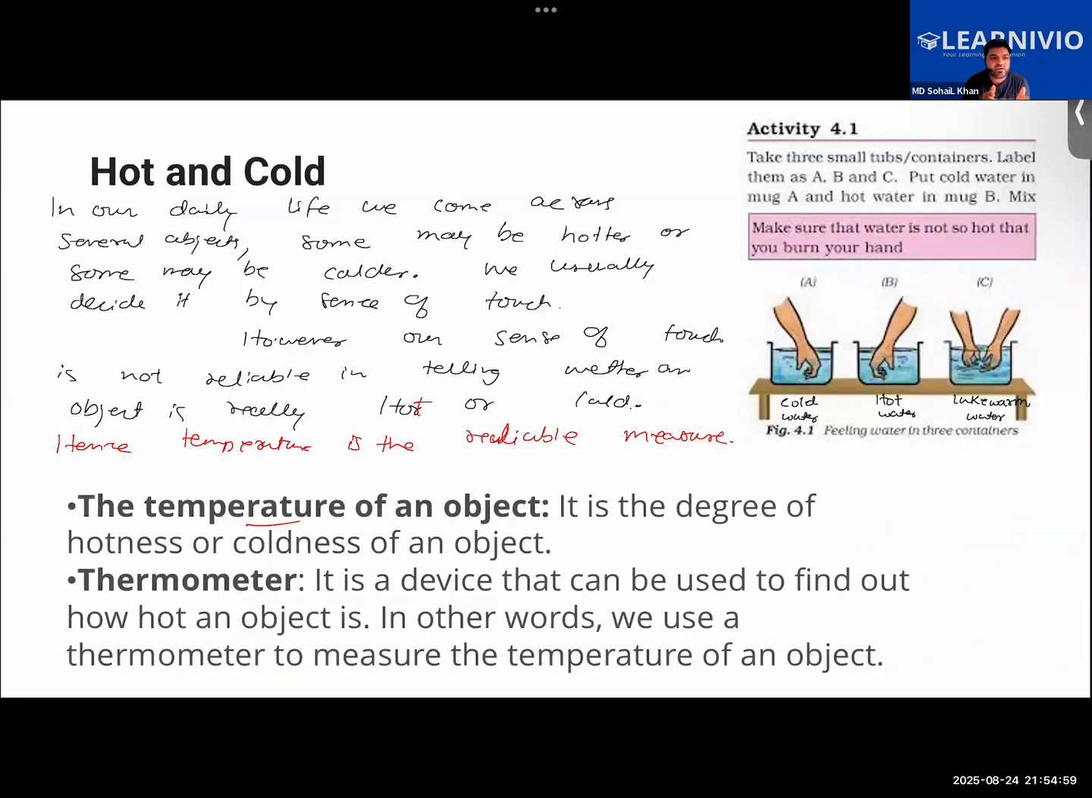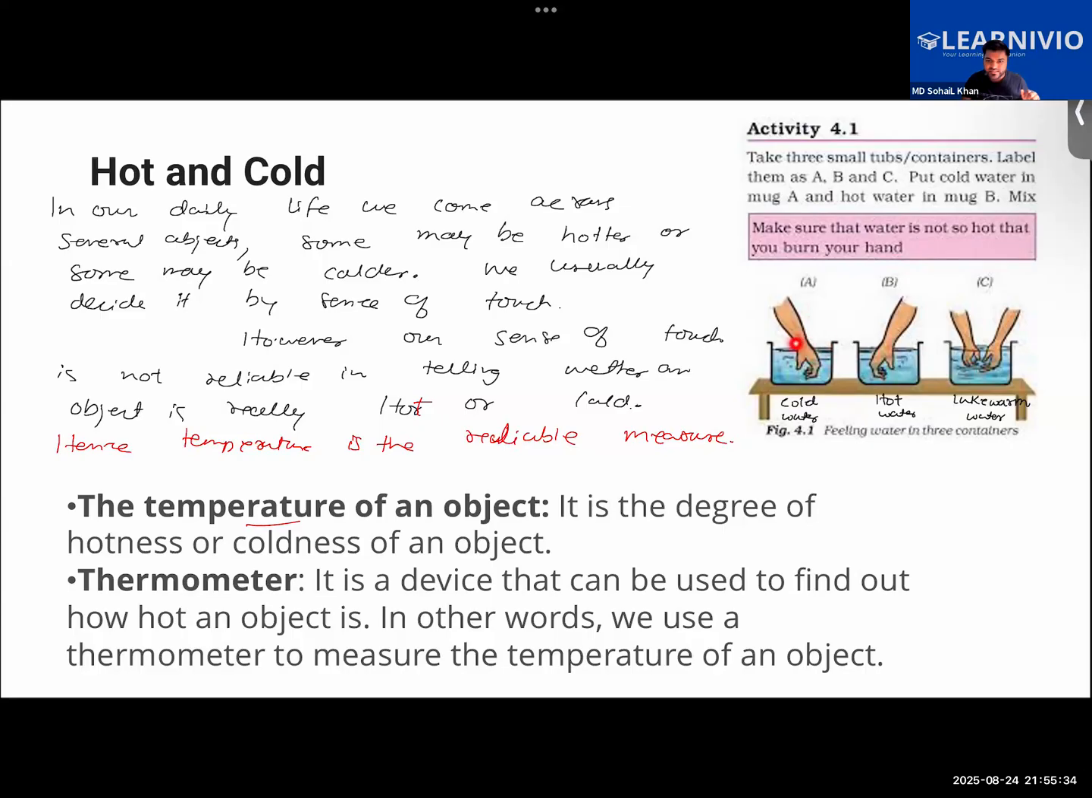Now the question is, how do we decide whether an object is hot or cold? Because we have discussed in the previous classes that our sense of touch sometimes deceives us. We cannot rely on it. When you put your hand in cold water, your hand becomes cold, so you say, okay, this water is cold. When you dip your other hand in the hot water, the water seems hot, so you say the water is hot. Now your hand might start to burn. But now, when you dip both of your hands in lukewarm water, neither too hot, neither too cold, normal water, water with normal temperature.